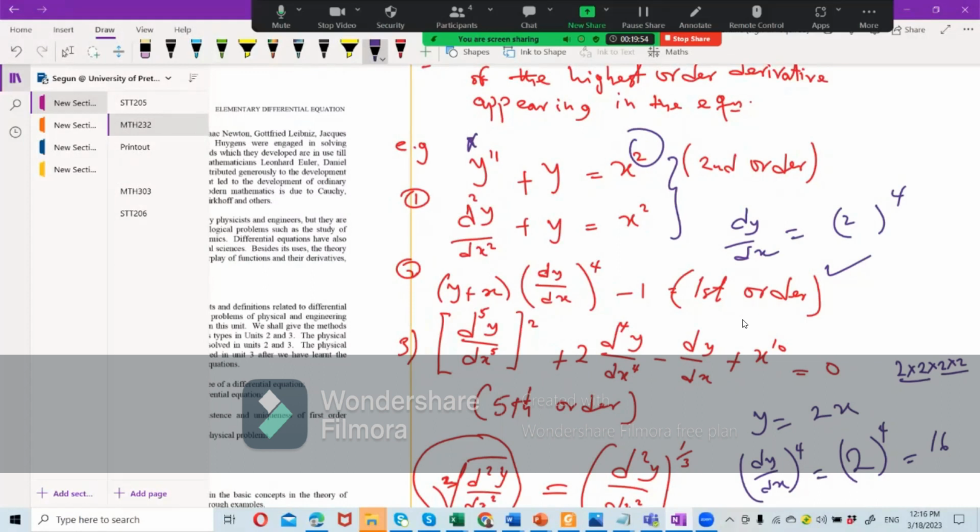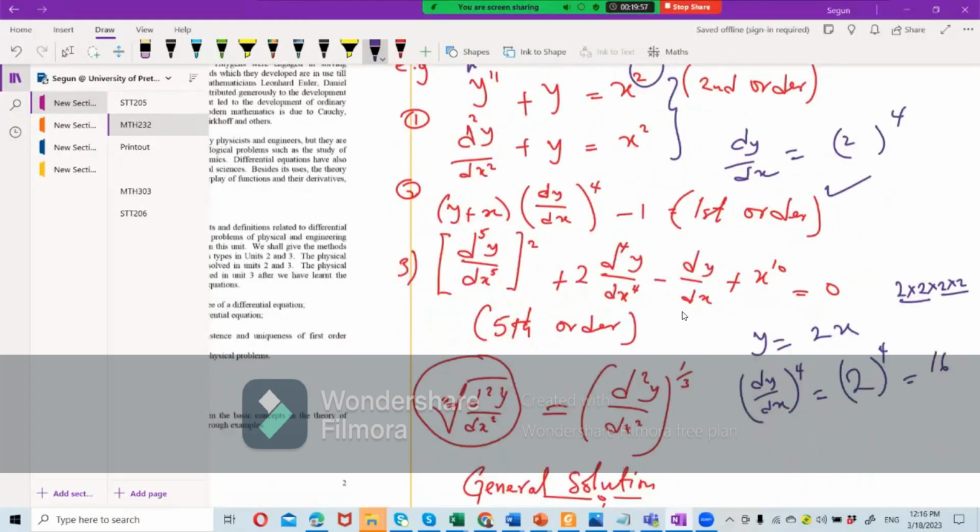So if you look at number 3 here, what is the order of the highest derivative we have in this equation? It's 5, sir. Yes. Don't say it's 4 because of the 2 here. No, it is 5. This is d^5y/dx^5. So it simply means the order in this case is 5.